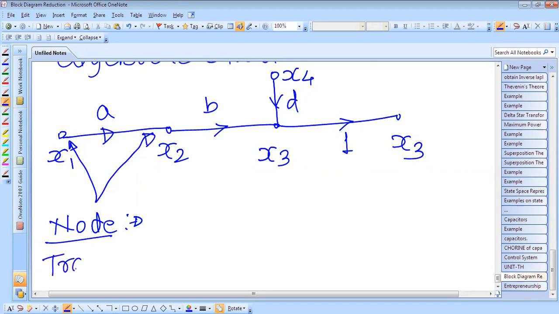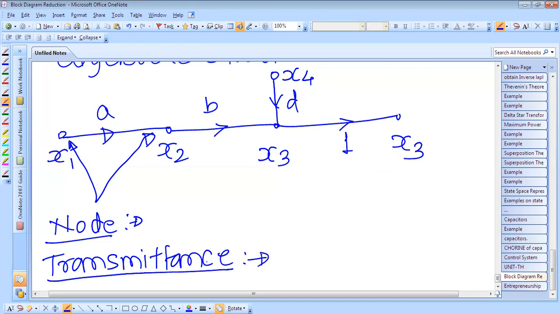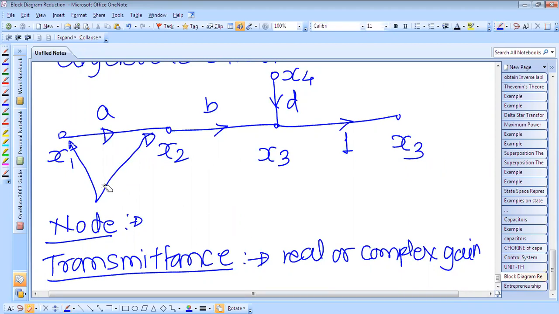Next is the transmittance. Transmittance is a real or complex gain between two nodes. Now see, these are the two nodes, x1 and x2, and therefore A is the transmittance between the two nodes.